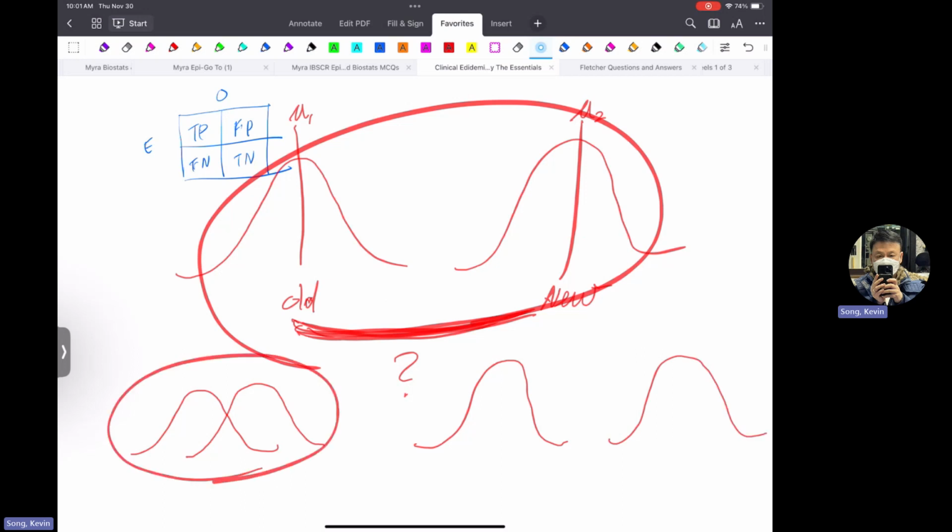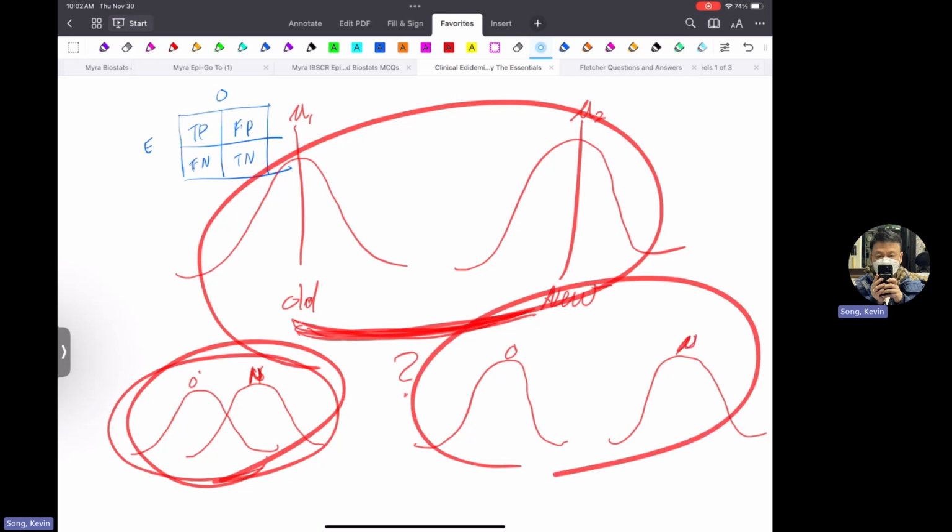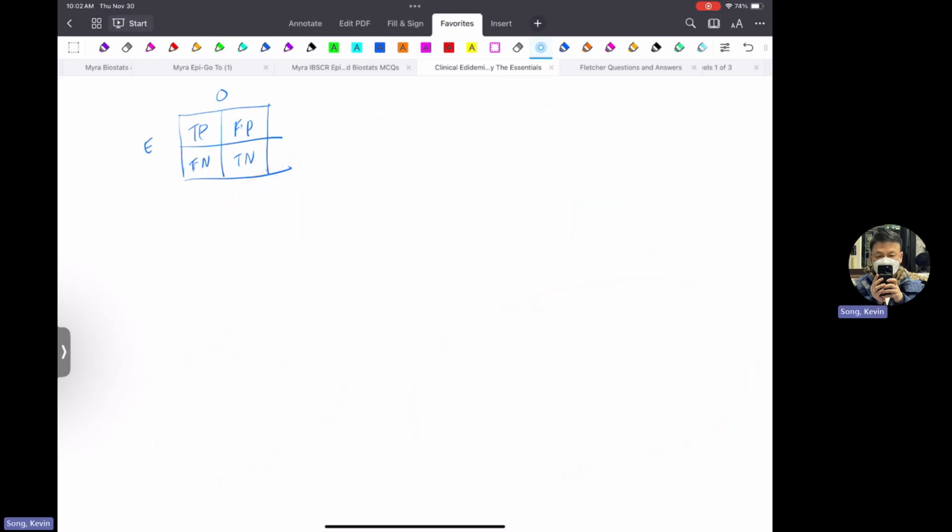So is this the old one and this the new one? Does the new drug have any effect, or is it better than the old one? In this case, is the new drug better than the old one? It looks like this one is better, right? But how can you prove it? That's the question. The way you prove it is whether they are overlapping or not overlapping. So that's how you get the p-value.